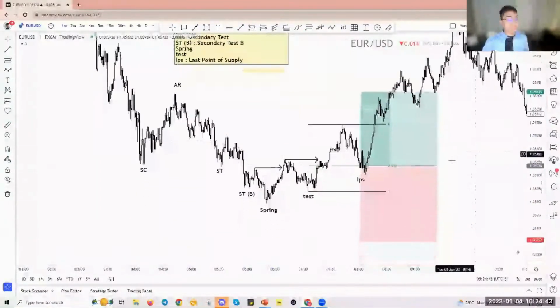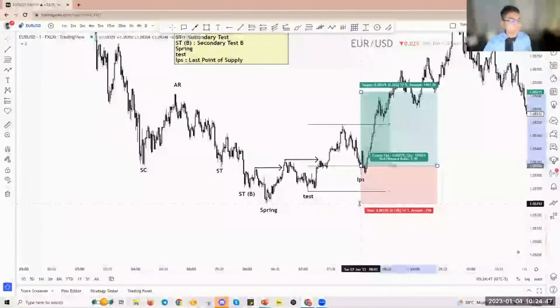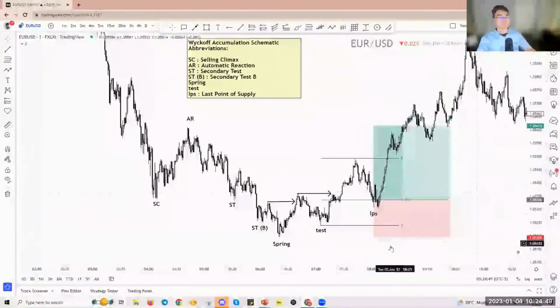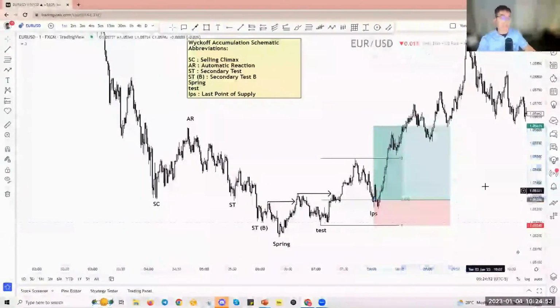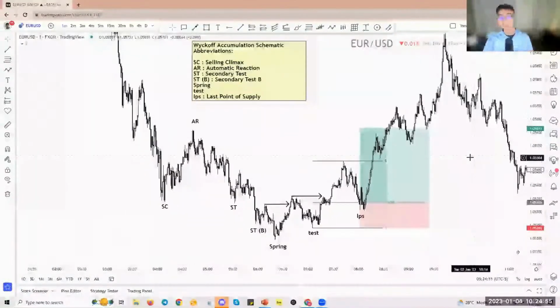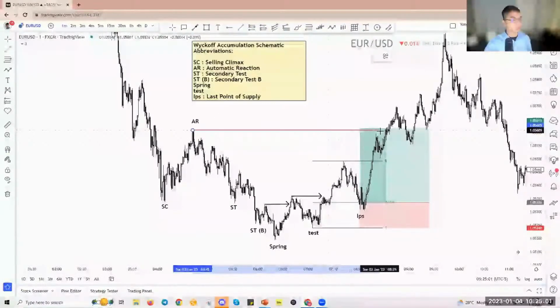Stop loss, if you want to be very safe, you can put it below the spring. But for me personally, I like to put it below the test because I expect that area to be respected. And where do I aim? Where is my first partial? My first partial would be the automatic reaction.